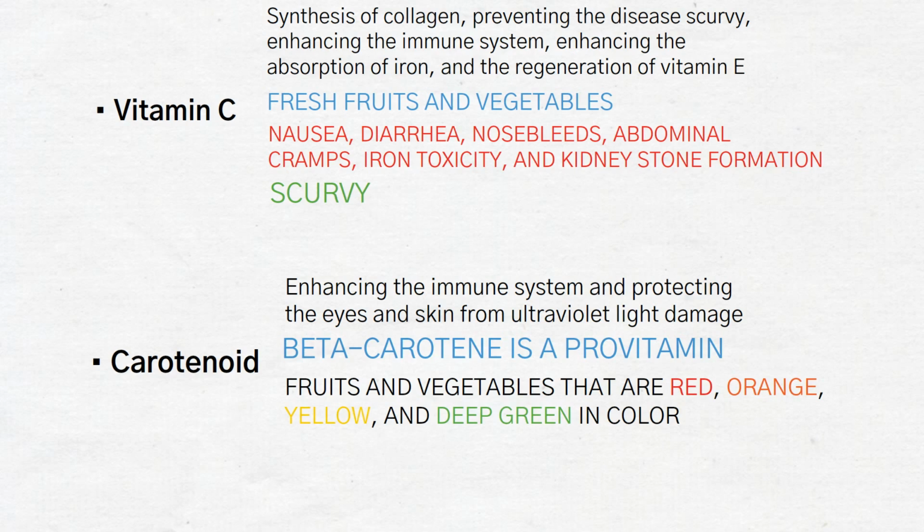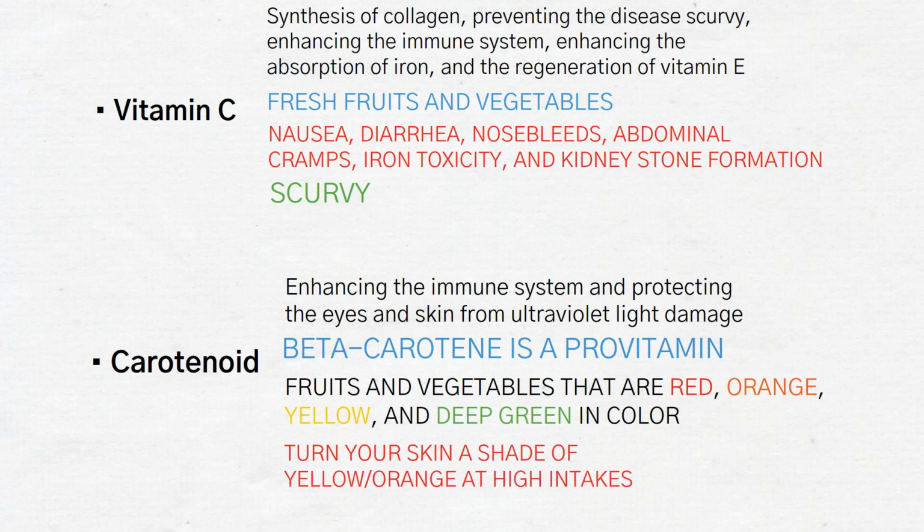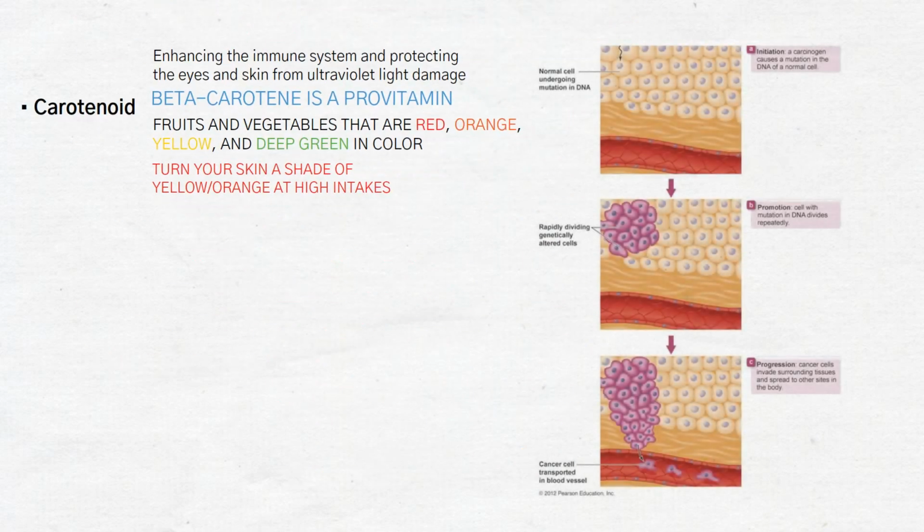Consuming too much beta-carotene does not appear to be toxic. It may, however, turn your skin a shade of yellow/orange at high intakes. This is ultimately harmless and reversible. In contrast with vitamin C, cooking foods high in beta-carotene enhances their absorption. Additionally, there are no known beta-carotene deficiency symptoms.